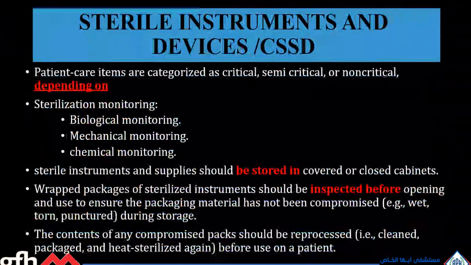What about critical items? Critical items are items which come in contact with non-intact mucous membrane or penetrate sterile fluids and sterile areas. For example, the dental instrument. You may tell me that dental instruments contact mucous membrane, but it is not intact. Give me one person who has healthy gums. Okay, we will not find one.